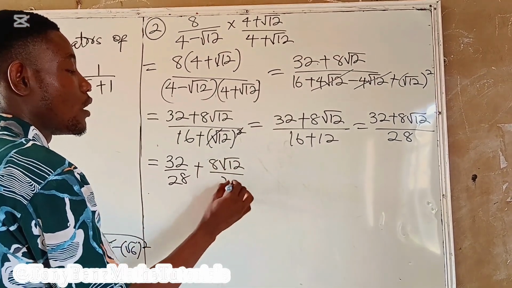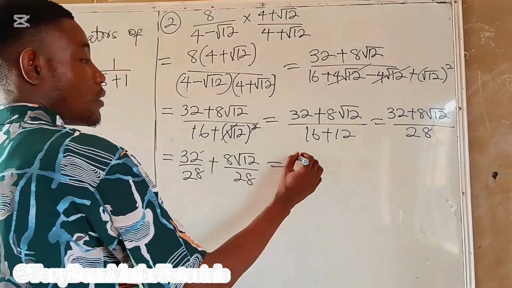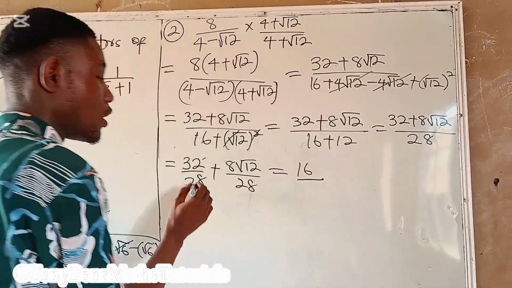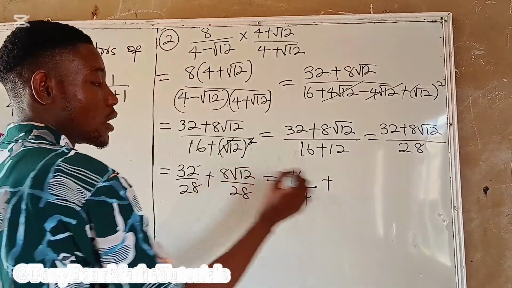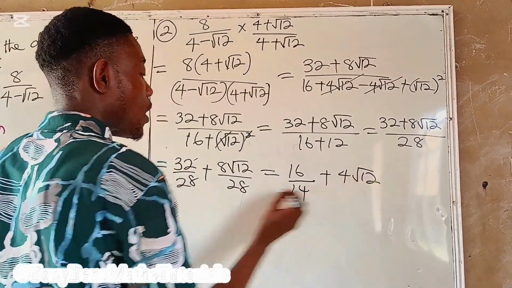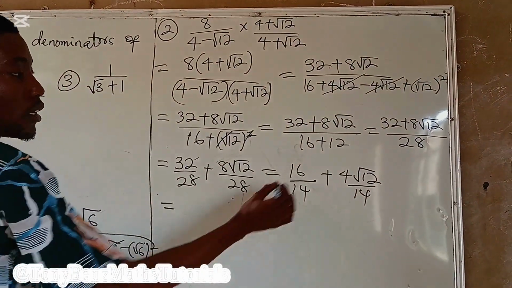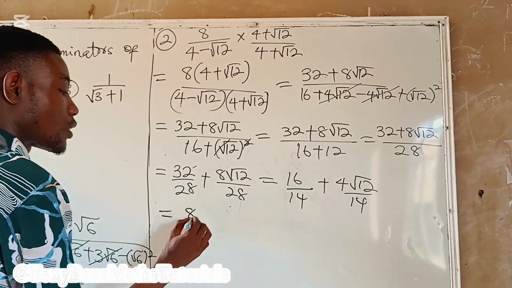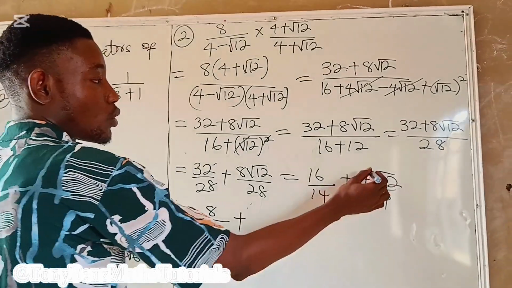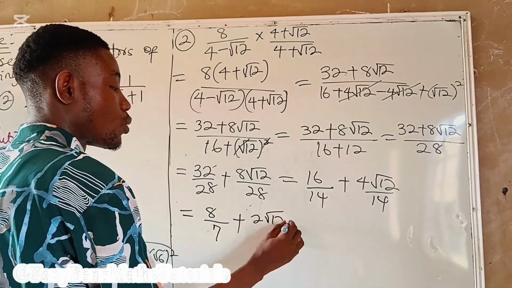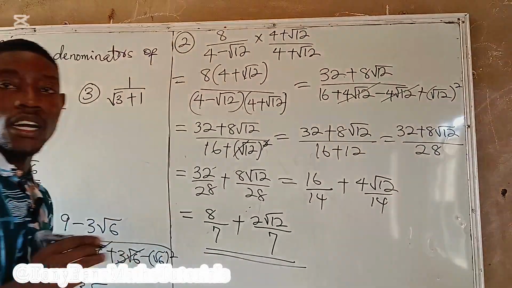And the same as, if you partition this guy, we have 32 over 28 plus 8 root 12 all over 28. 2 in 32, what do we have? 16 over 2 in 28, we have 14, plus 2 in 8, we have 4 root 12, and 2 in 28, we have 14. And the same as saying 2 in 16 is 8 over 2 in 14, we have 7, plus 2 in 4, we have 2 root 12, all over 2 in 14, we have 7 as our final answer.